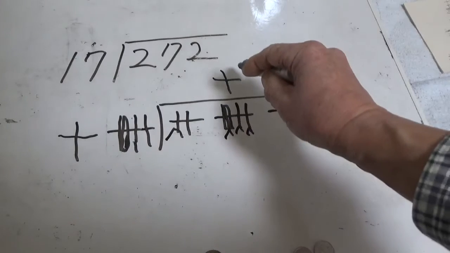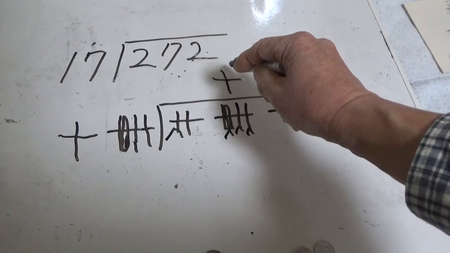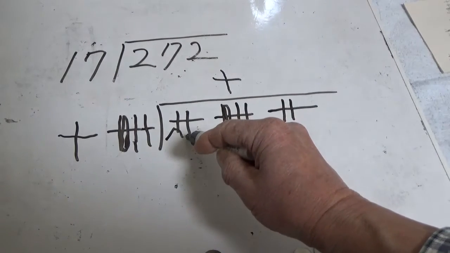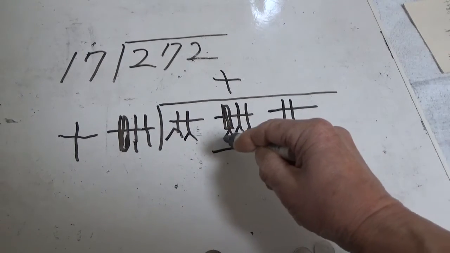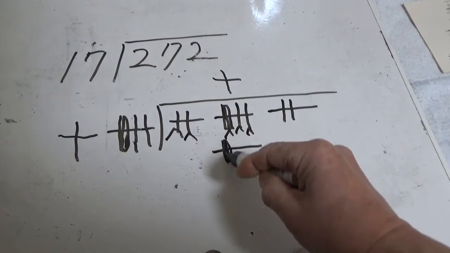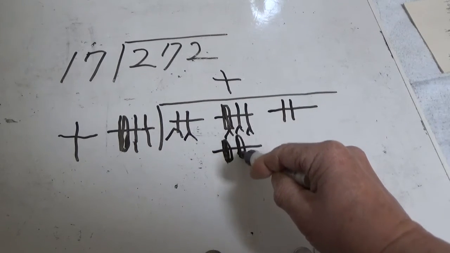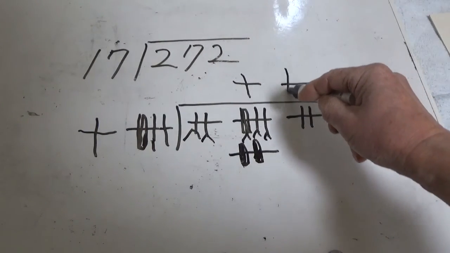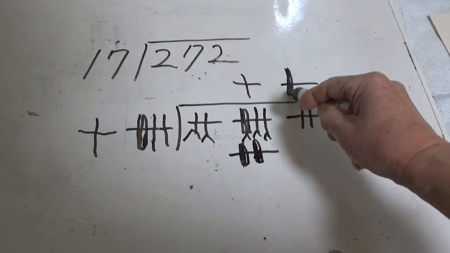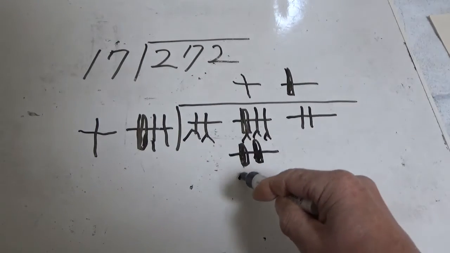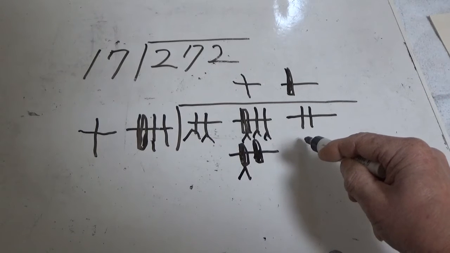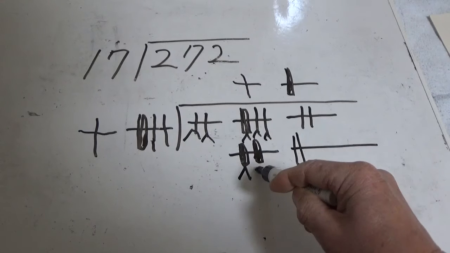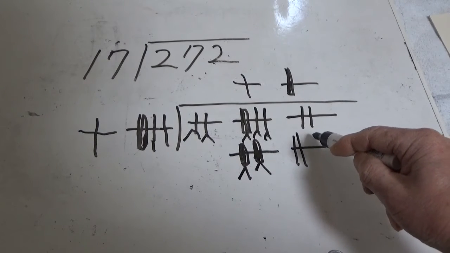And since I cannot subtract another 10 times, this is lowered 1 order. And we can subtract 5 times, but only 2 remains, so this is lowered 1 order.